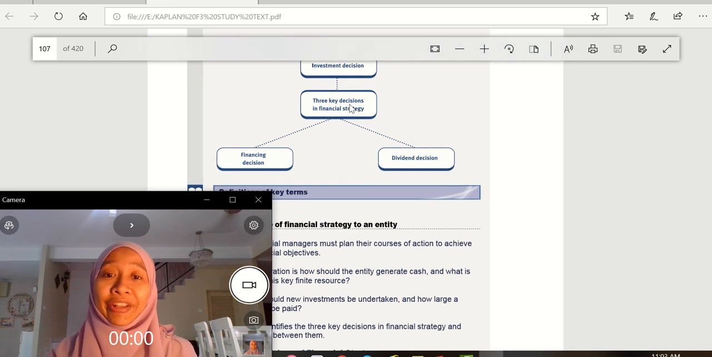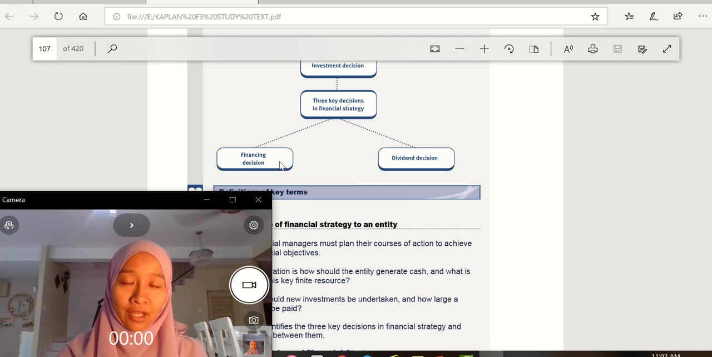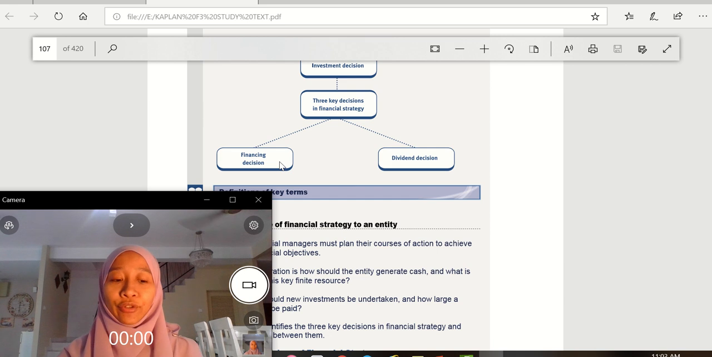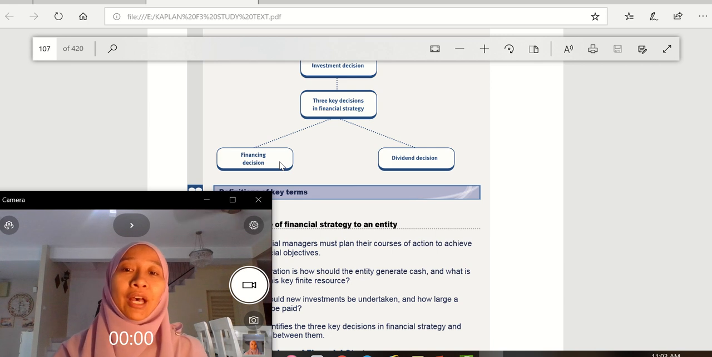Actually, the three key decisions in financial strategy you have to look into in detail. What is the investment decision? What are the financing decisions available? And the last one is the dividend decision. If you look at the arrangement of the textbook, we look at the financing decision, and then the dividend decision. The investment decision comes simultaneously, and sometimes it will be at the back of the chapters as well.